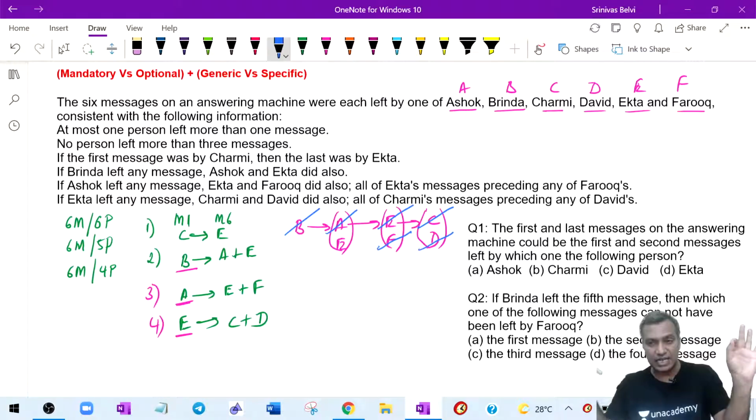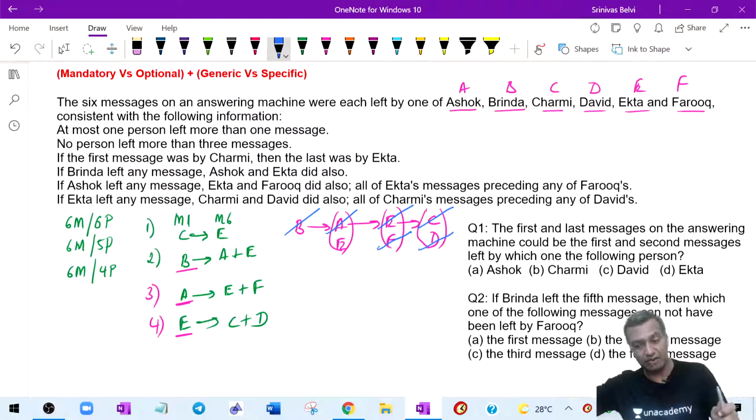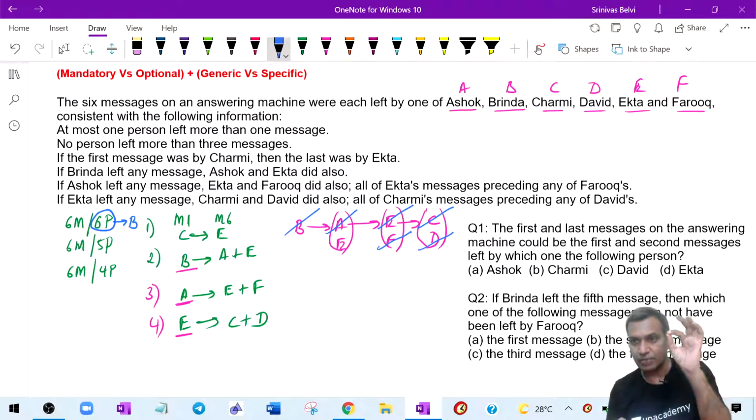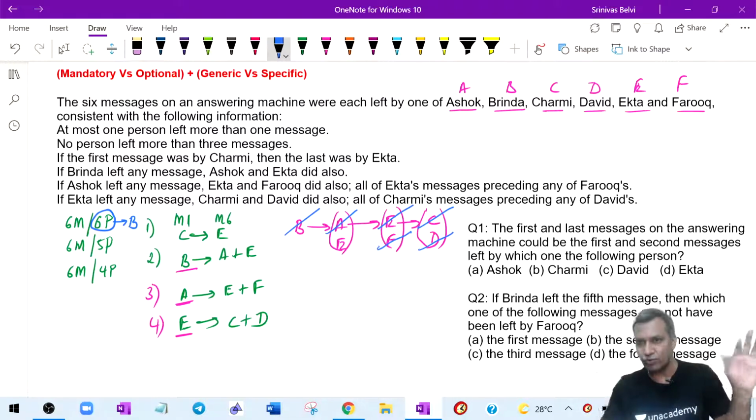All 6 people send a message, which means if B sends a message, it triggers the remaining 5. Very beautiful puzzle. If B sends a message, all 6. Now look at this. If all 6 people are messaging, then B is there. B triggers this particular thought.